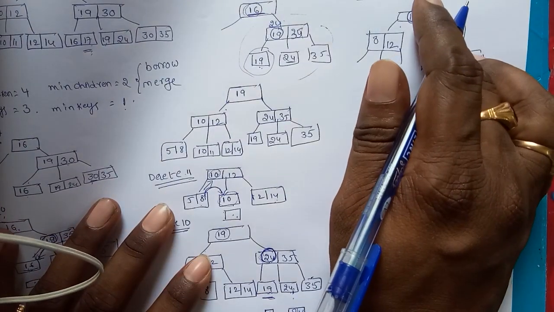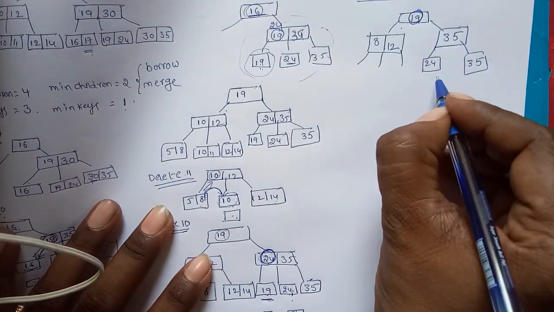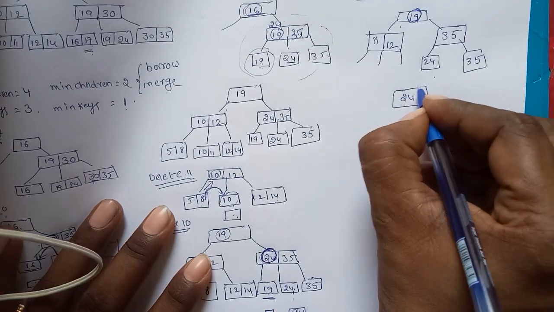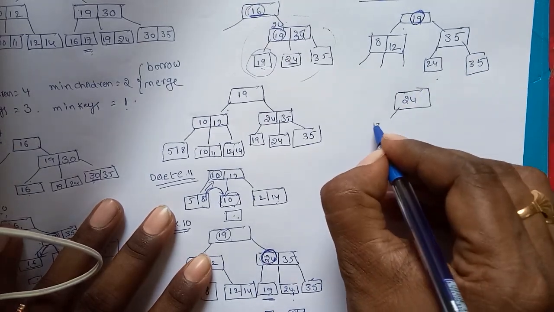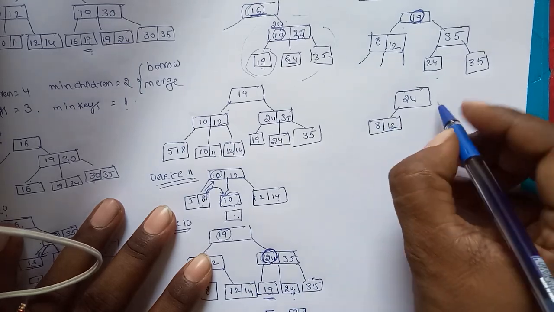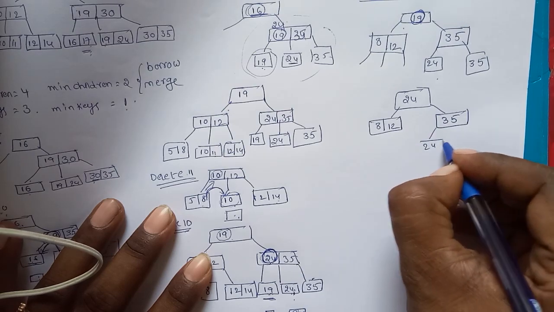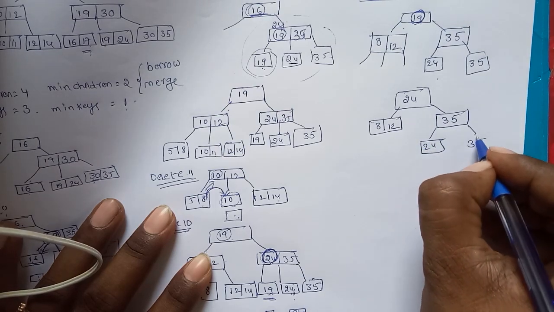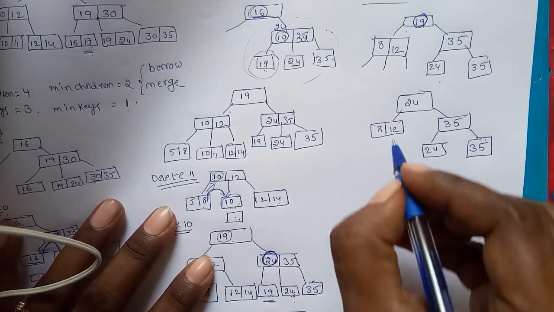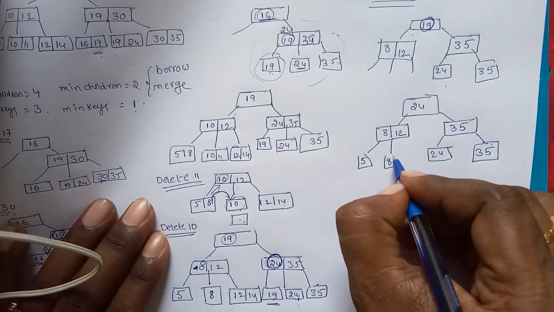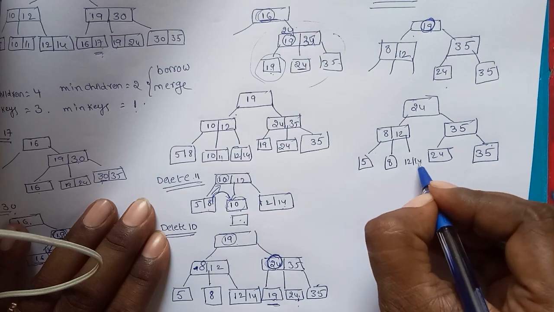So 19 is replaced with the smallest element in the subtree. So 24. For 24, the left side is 8 and 12, the right side is 35, 24 and 35. And for 8, the left side is 5, the middle one is 8, this one is 12, 14.